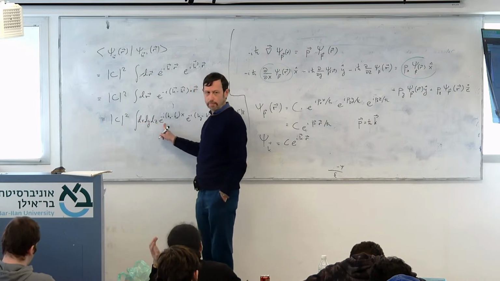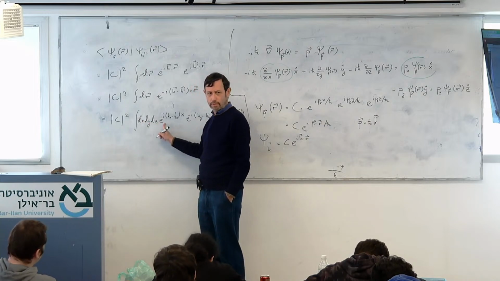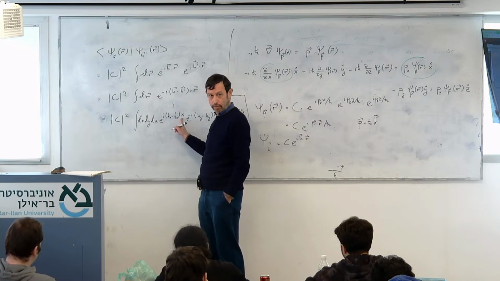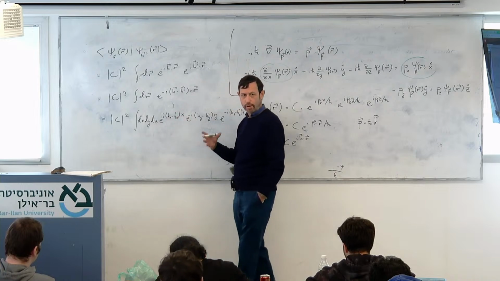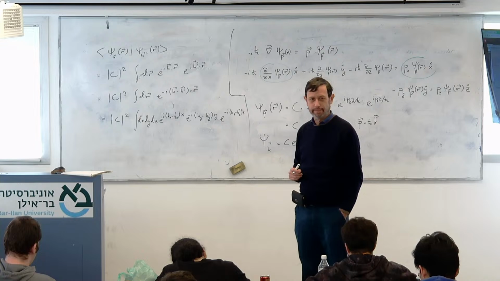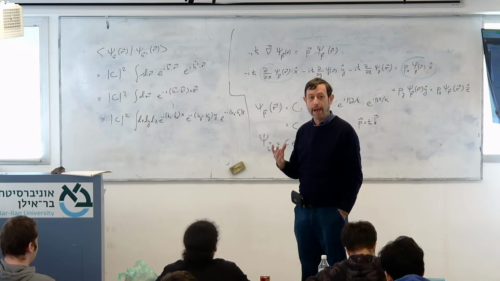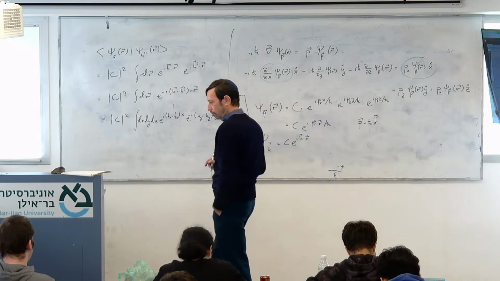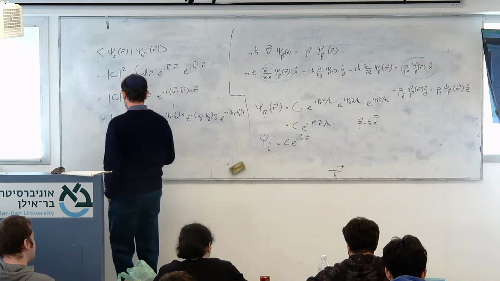dx times this guy. It's only there that I have the x appearing, so I can do it separately. The same for the y, the same for the z. And what are these? Delta functions, up to 2 pi, as we have seen in the previous lecture.